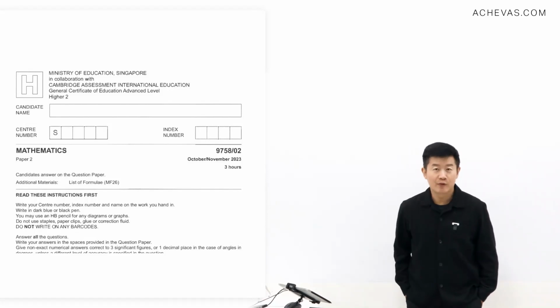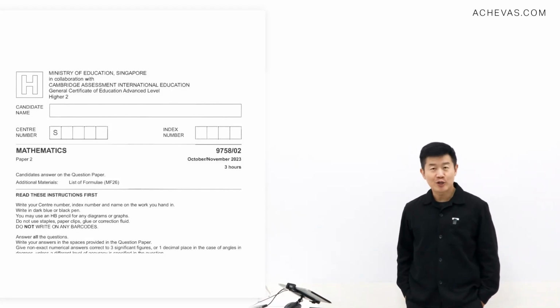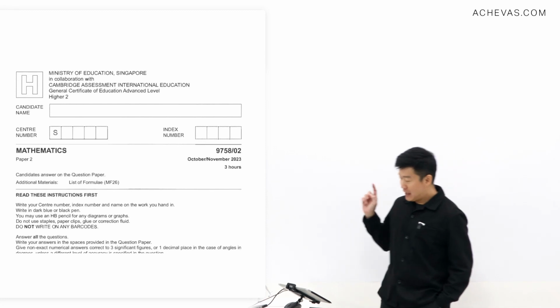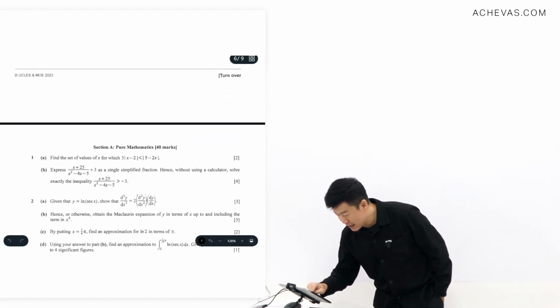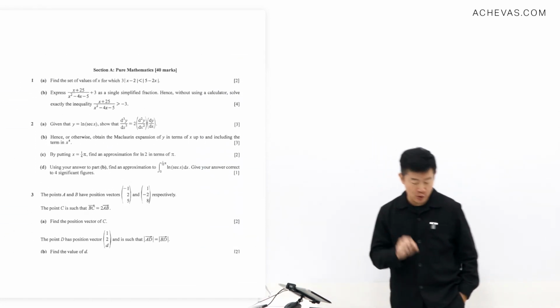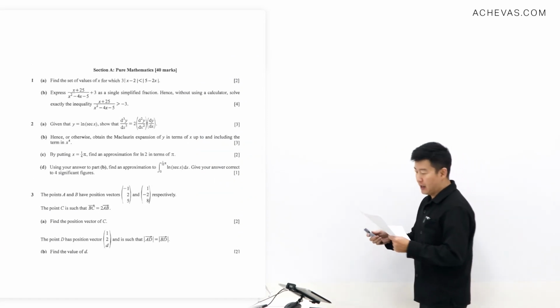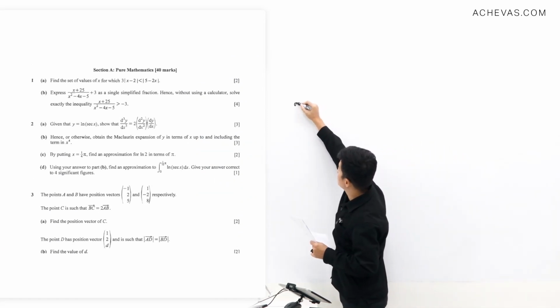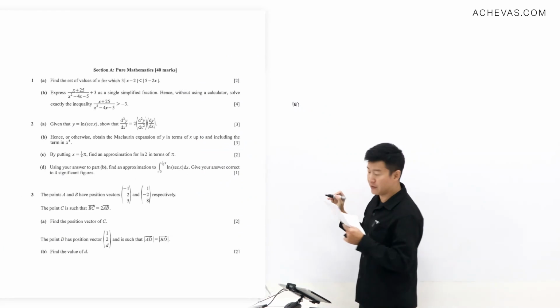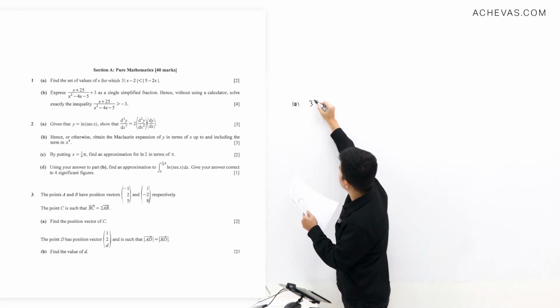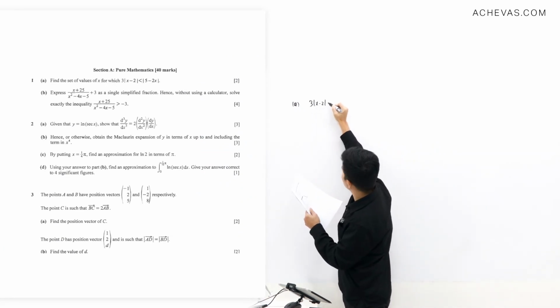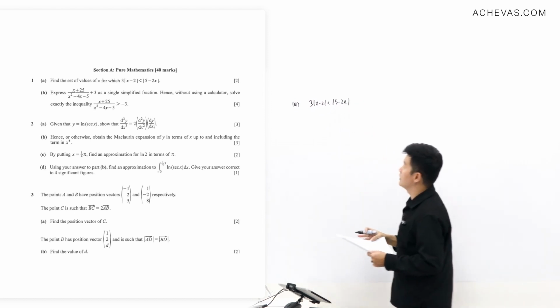Let's take a look at Singapore A-Level 2023 H2 Math Paper 2. In the first question, we have an inequalities question. In part A, we are supposed to find the set of values of x such that 3|x - 2| is less than |5 - 2x|.